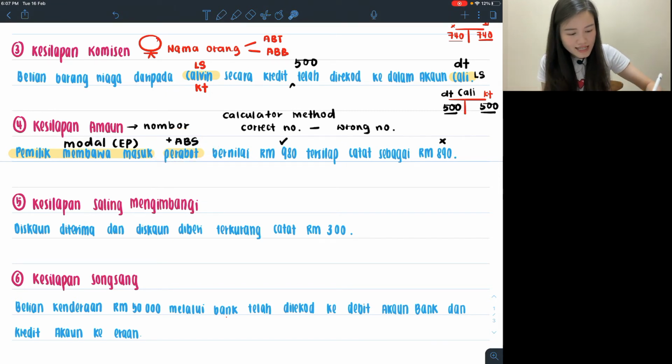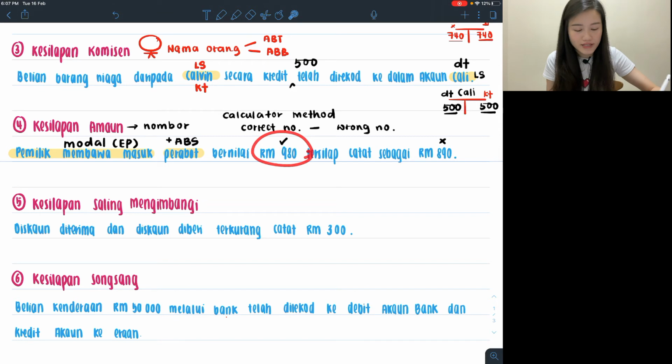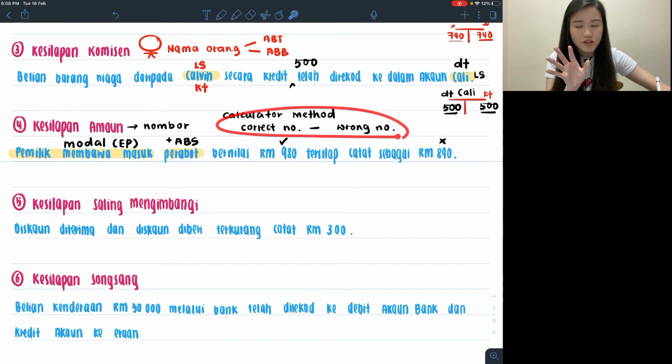So this 980 is supposed to be presented as positive inside my account perabot, but I accidentally wrote it as 890 instead. So how should I correct it back? Use this calculator method. Correct number is 980 minus wrong number 890. How much do you find here?